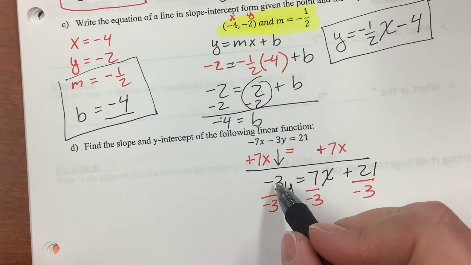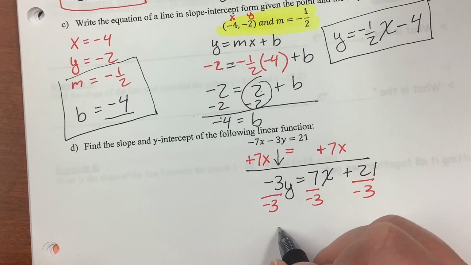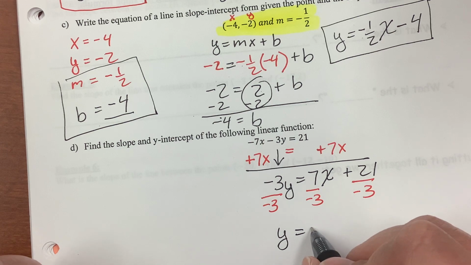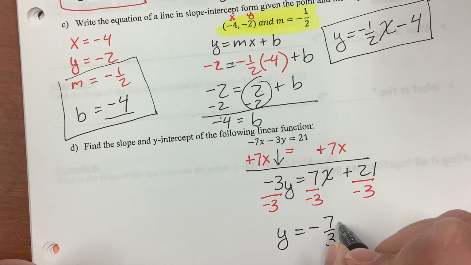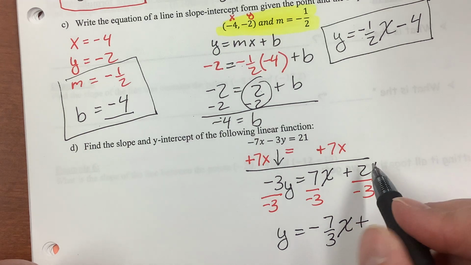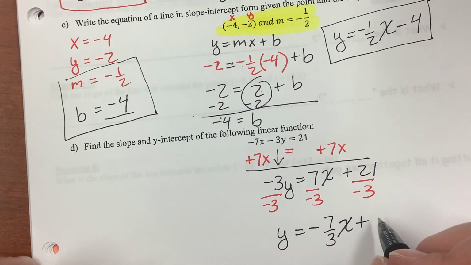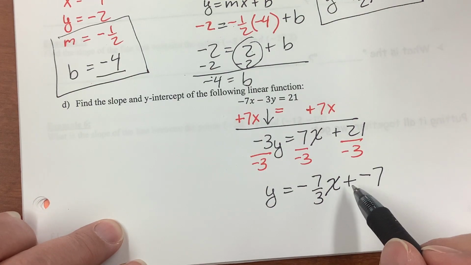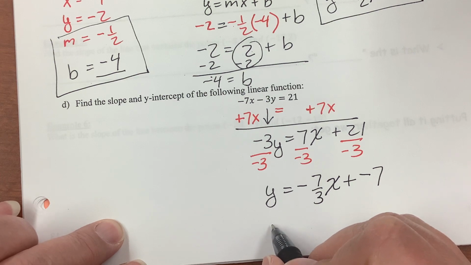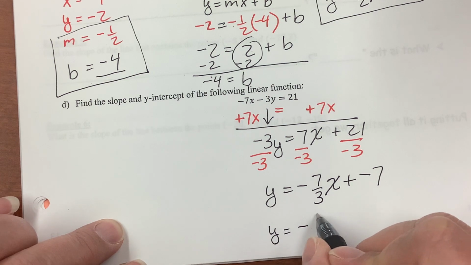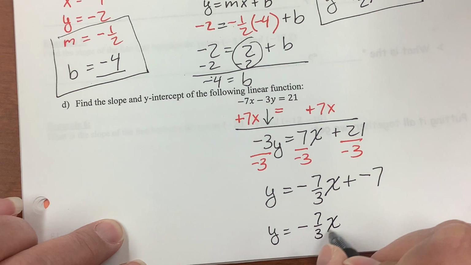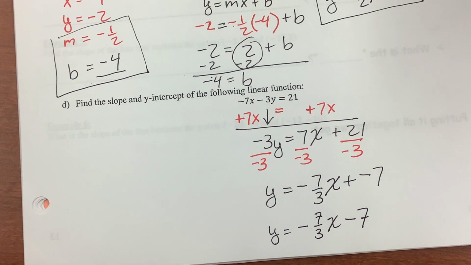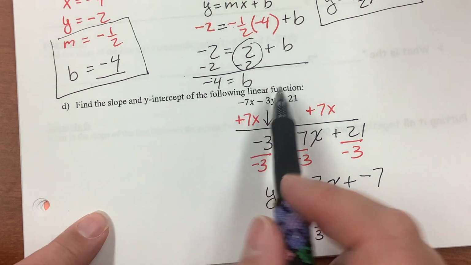Okay. Negative 3 divided by negative 3, 1, equals, I'm not going to change that. I'm going to leave that as a fraction. Negative 7 over 3x plus 21 divided by negative 3 is negative 7. Ooh, I can't really have plus and negative, so I have to rewrite that as y equals negative 7/3 x minus 7. Actually, there's a lot of 7s here too. And that's my answer, because it just says as a linear function.